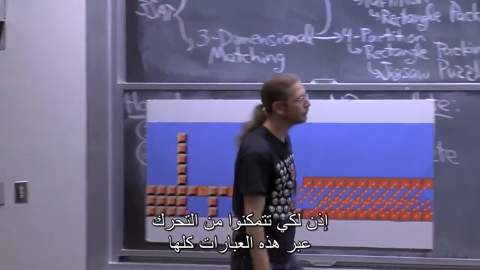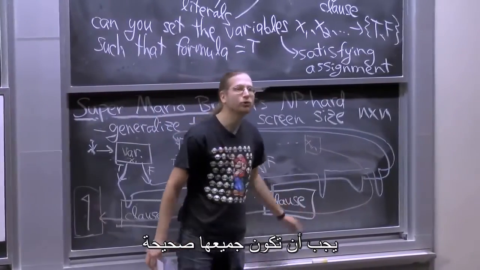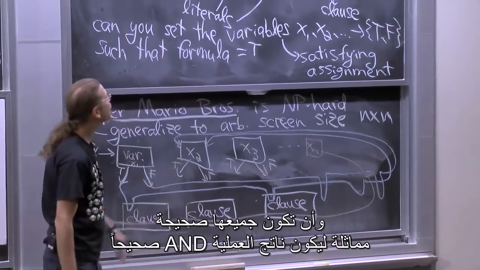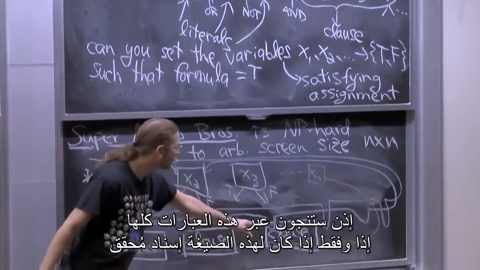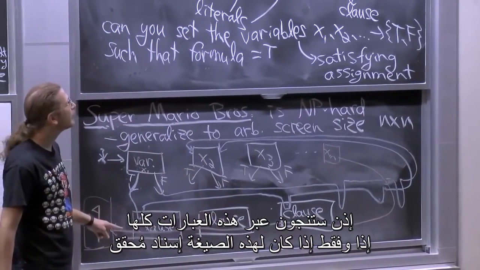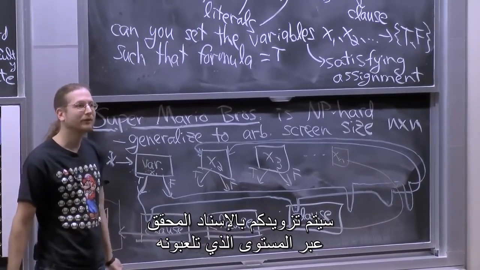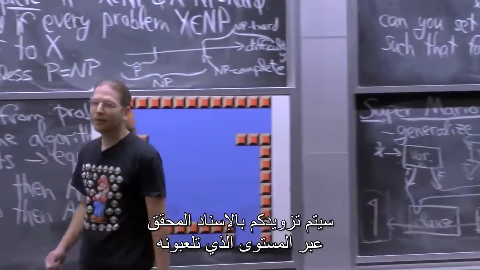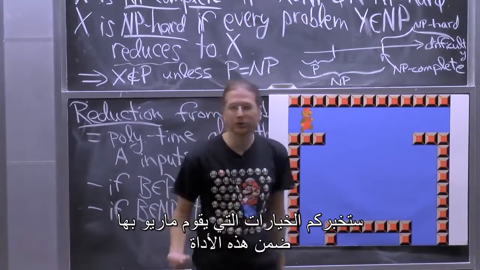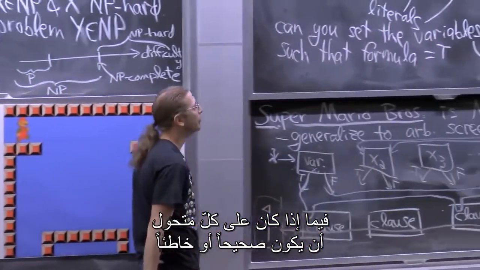So in order to be able to traverse all these clauses, they must all be true. And them all being true is the same as their AND being true. So you will be able to survive through all these clauses if and only if this formula has a satisfying assignment. The satisfying assignment would be given to you by the level play. The choices that Mario makes in this gadget will tell you whether each variable should be true or false.